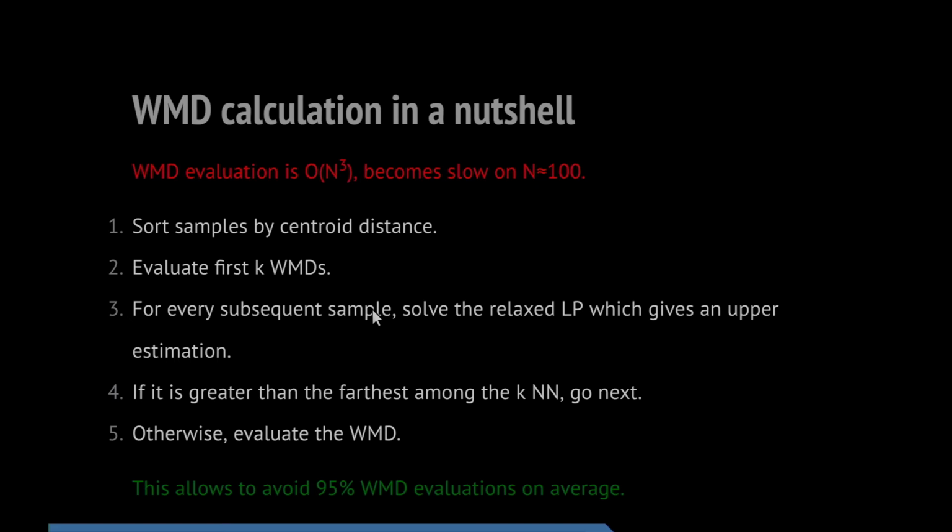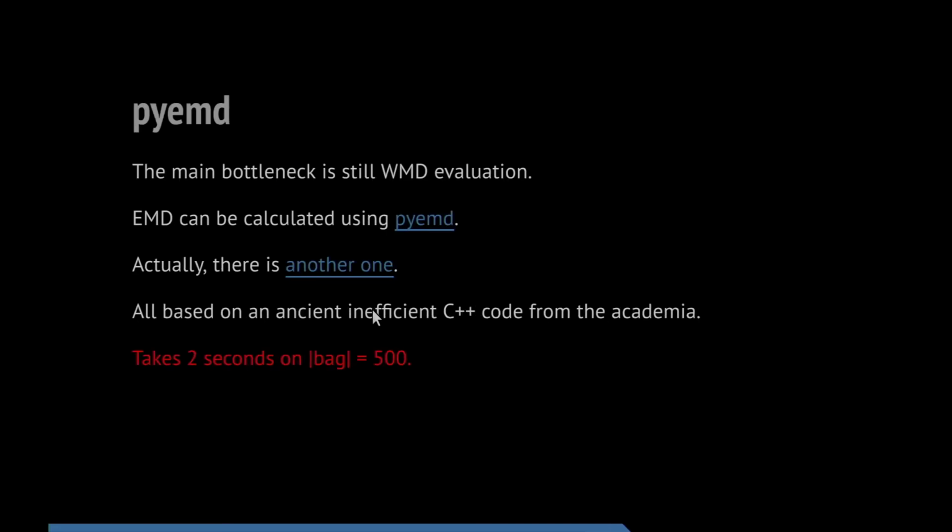It allows you to skip about 95% of all WMD evaluations, which is good, but still not enough if you have millions of samples, I guess. So the bottleneck is still WMD evaluation. Since we work with Python, we did not have so many choices of what to use.